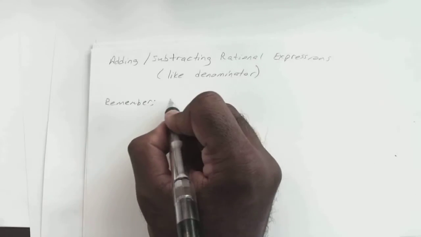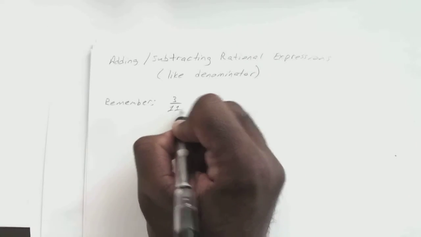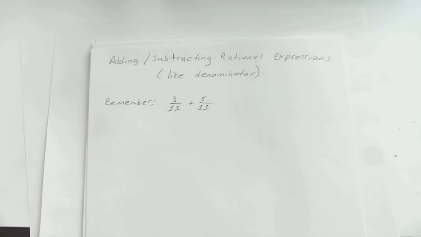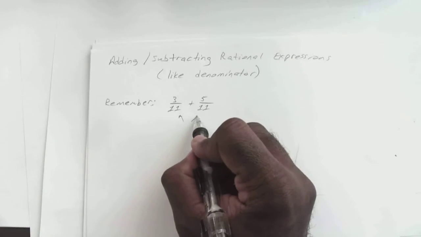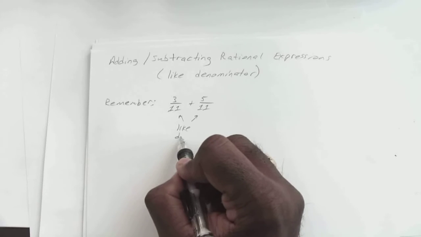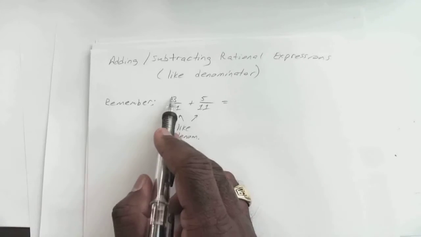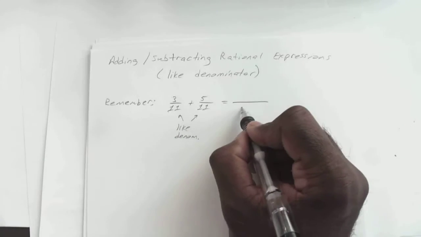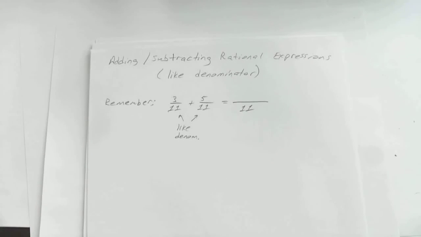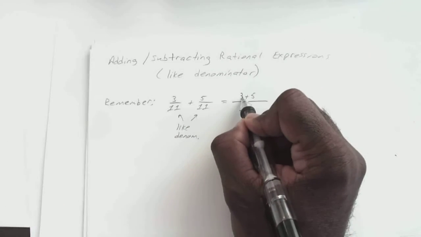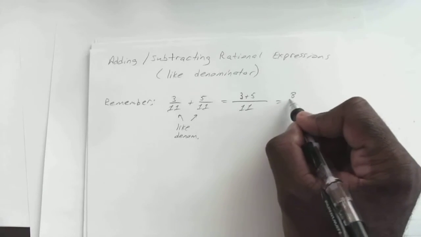If you remember, let's say we wanted to add 3 over 11 plus 5 over 11. We knew automatically you had like denominators, the same denominator. As long as the denominators are the same, something over 11 plus something over 11 gives an answer of something over 11. So all we have to do is add our numerators, 3 plus 5, which gives us 8 over 11.